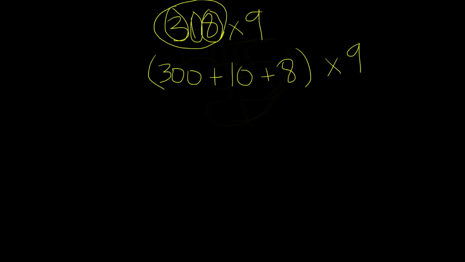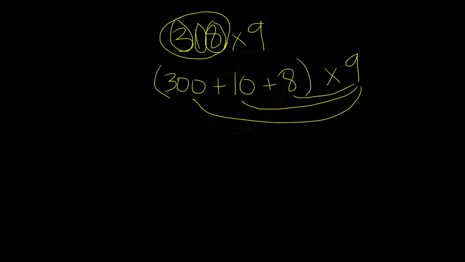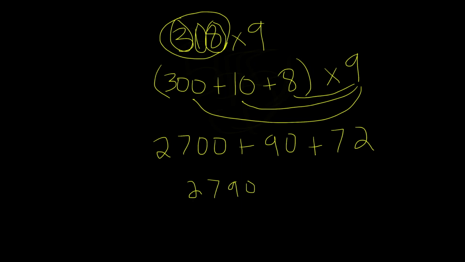And now we're going to distribute this 9 to all 3 terms because there's 3 terms in the parentheses. 300 times 9, that's 2,700 plus 9 times 10, that's 90, plus 9 times 8, that's 72. And let's do 2,700 plus 90 first, that's 2,790 plus 72. And this equals 2,862. And that's our answer.